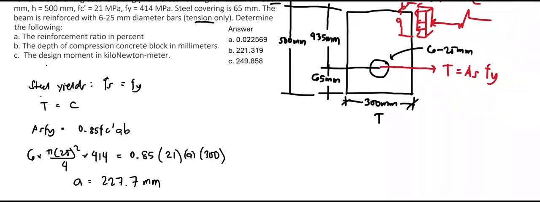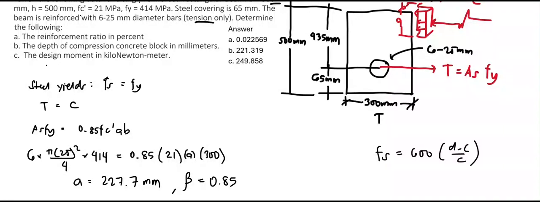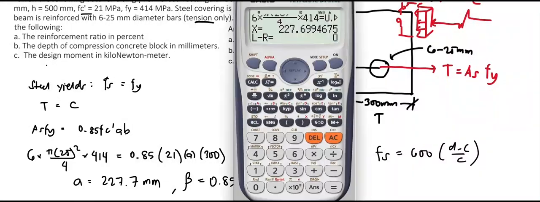Now let's check whether our assumption is correct that steel is yielding by solving for the actual stress fs equal to 600 times d minus c over c. To solve for c, we need to solve for beta. The beta factor is equal to 0.85 since the compressive strength of concrete is less than 28. To solve for c, that is equal to the depth of the compression block divided by the beta factor, that is 0.85. So solving for c, we have c equal to 267.88.